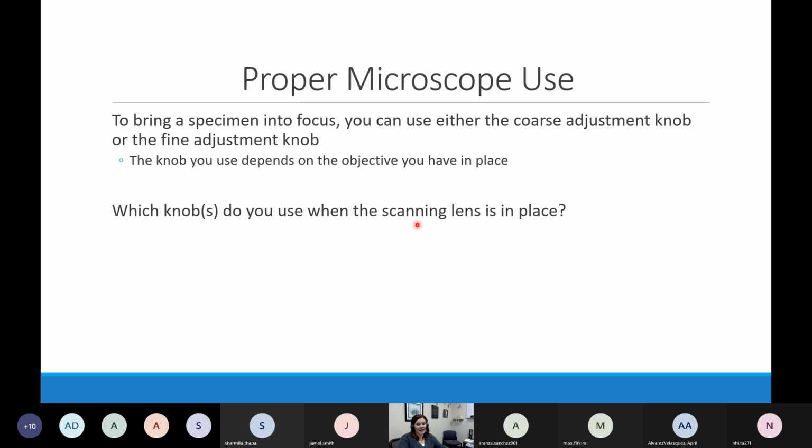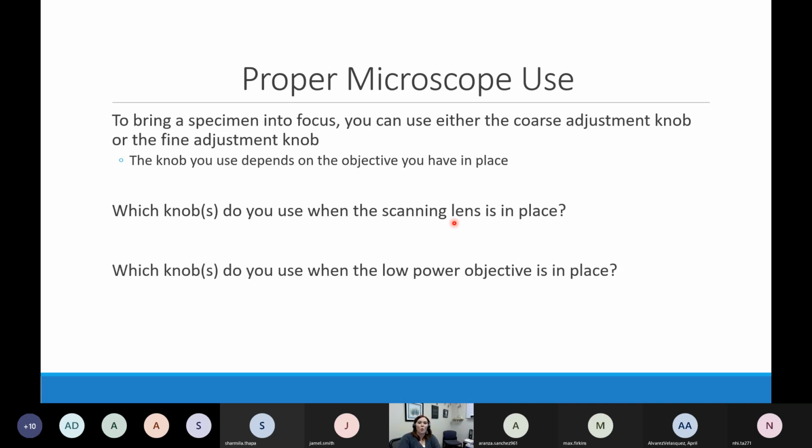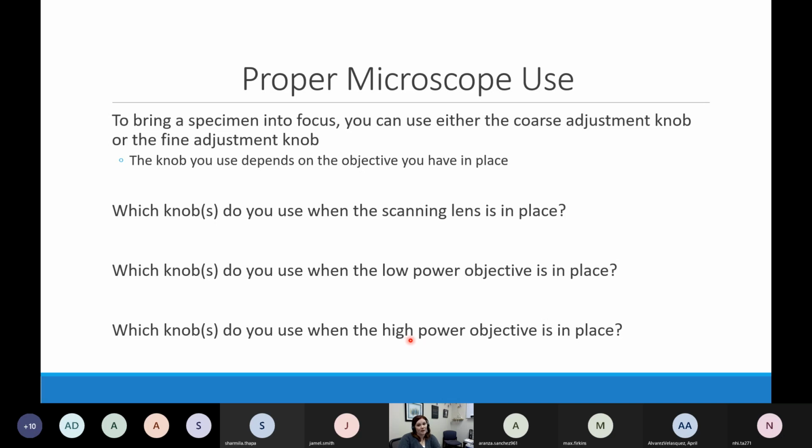Exactly. When the scanning lens is in place, anything is fair game. You always want to start with the coarse adjustment knob because that'll get you mostly in focus faster. Then you'll move to the fine adjustment knob to get it all the way in focus. And remember, once we put down the yellow, which is low power, or the blue, which is high power, we can only use the fine adjustment knob. So we'll practice this in lab next week. But again, the only time I can use that coarse adjustment knob is when I have that scanning lens in place.